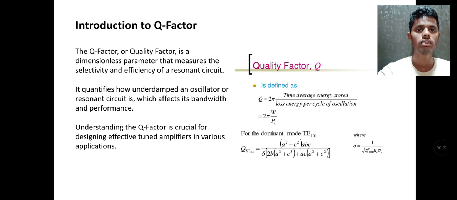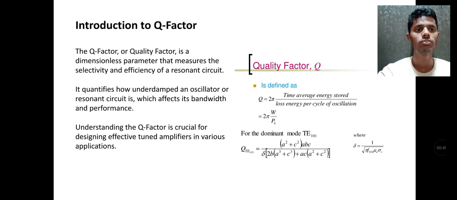Introduction to Q factor. The Q factor, or the quality factor, is a dimensionless parameter that measures the selectivity and efficiency of a resonant circuit. It quantifies how underdamped an oscillator or resonant circuit is, which affects its bandwidth and performance. Understanding the Q factor is crucial for designing effective tuned amplifiers in various applications.